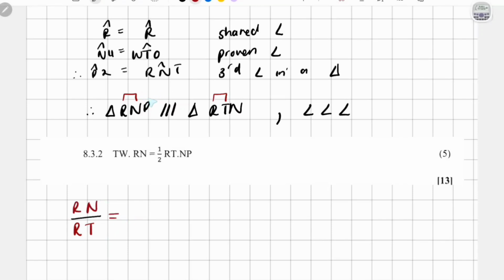It will be equal to NP over TN, because now we're saying they're in proportion since they're similar. And then lastly, that is equal to RP over RN. Okay, and this is because we have similar triangles. They're in proportion because of similar triangles.